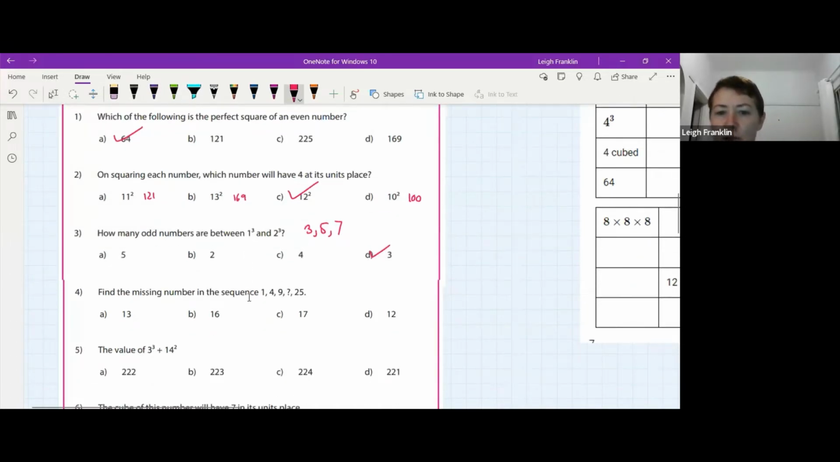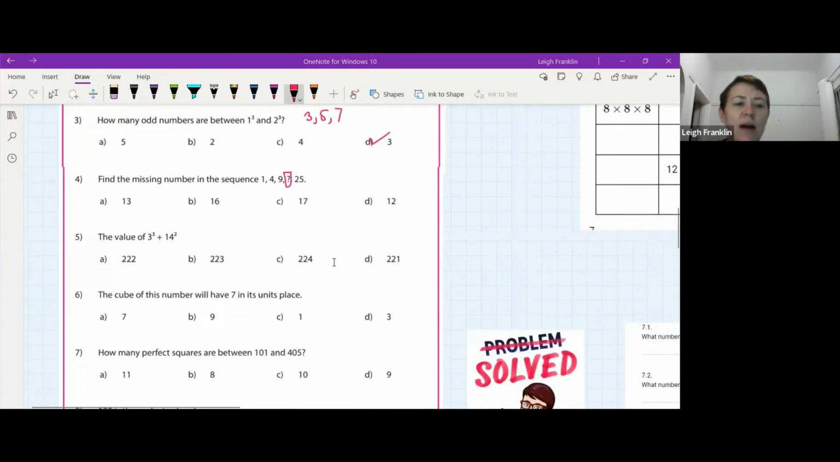Okay, so next person up is Humi again. The missing number in the sequence, Humi. Okay, so we're doing question number 4. We need to write the missing number in the sequence. Our number sequence goes 1, 4, 9, our missing number, and then 25. What's the missing number, Humi?